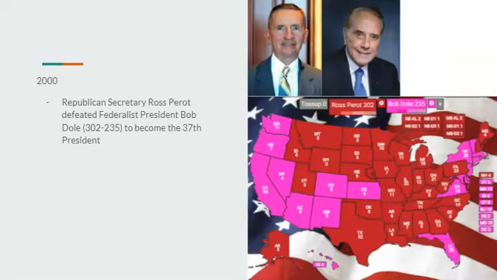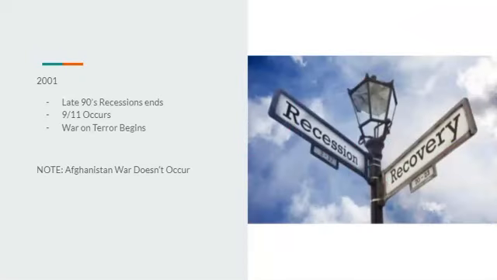Republicans nominate former Commerce Secretary Ross Perot yet again. This time, due to the recession, he defeats Bob Dole, winning multiple states that he didn't before, including Oklahoma and Minnesota, and I think Illinois, Missouri, and I think New Hampshire, but I could be wrong. And he becomes the 37th president, so he defeats Bob Dole. 2001, the late 90s recession ends.